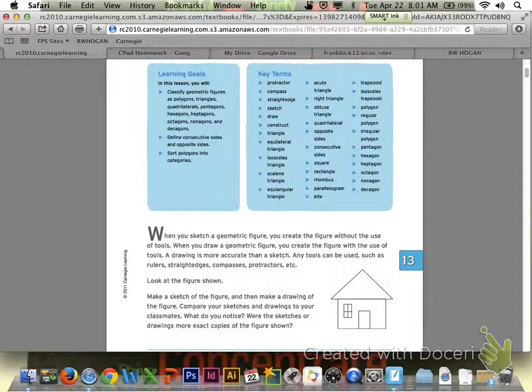Down at the bottom of page 819 it says, when you sketch a geometric figure, you create the figure without the use of tools. When you draw a geometric figure, you create the figure with the use of tools. A drawing is more accurate than a sketch. Any tools can be used, such as rulers, straight edges, compasses, protractors, etc. Just want to make sure that you understand the difference between sketching and drawing, because they are going to talk a lot about that in 13.1 for today, so make sure that you know the difference between the two.